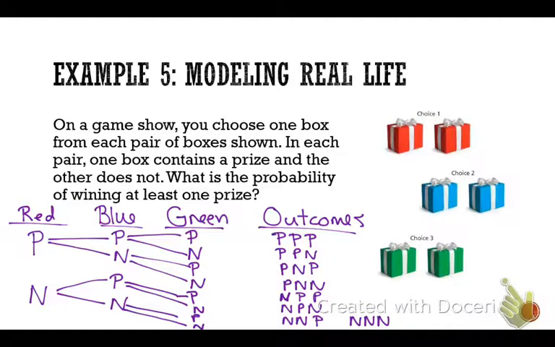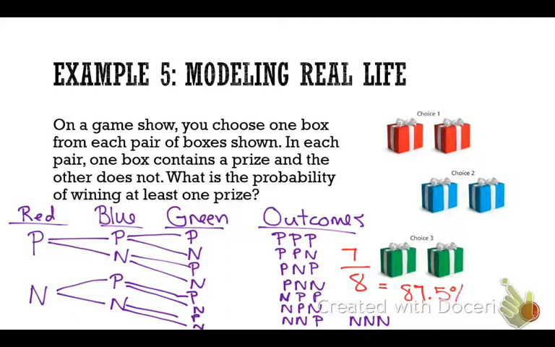So that would be how many? 7 out of how many total? 8. Okay? So what would be those odds? What would be that probability? What is 7 divided by 8? Okay, 87.5%.